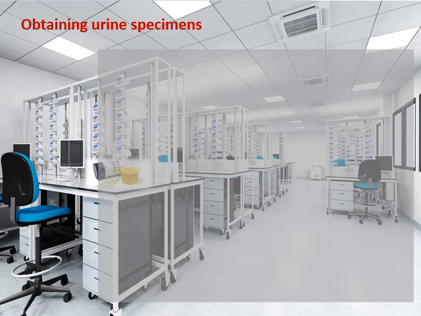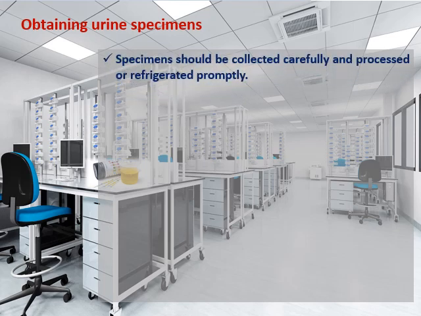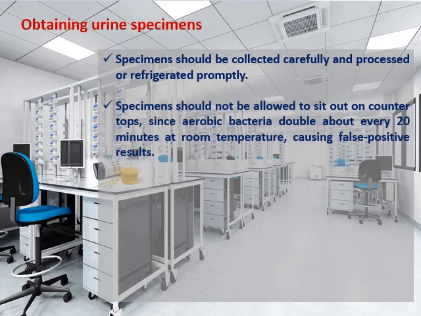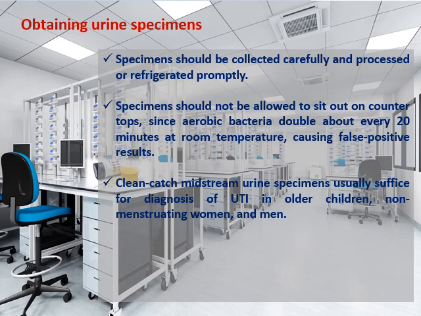When we obtain a urine specimen, we should follow some important instructions. Specimens should be collected carefully and processed or refrigerated promptly. Specimens should not be allowed to sit out on the counter, to avoid aerobic infection, as bacteria multiply about every 20 minutes at room temperature, causing false positive results. So it should be refrigerated if it will not be processed at once when it is received.